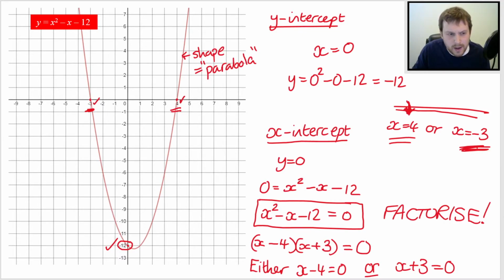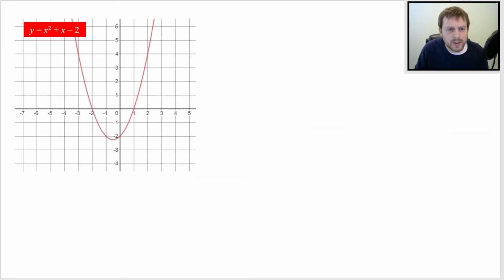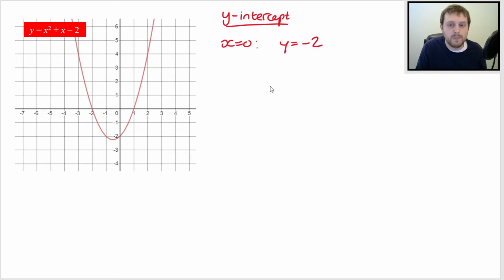So anyway, I'm going to do a couple more examples. So the next one is x squared plus x minus 2. So okay, we can visually see what the answers are going to be, but let's convince ourselves by doing some algebra. So we'll very quickly do the y-intercept. For the y-intercept, x is 0, and therefore y would be minus 2. So that was quite quick. For the x-intercept, there's a little bit more work to do.